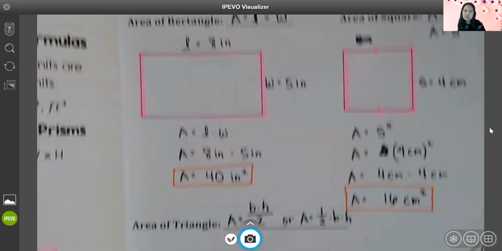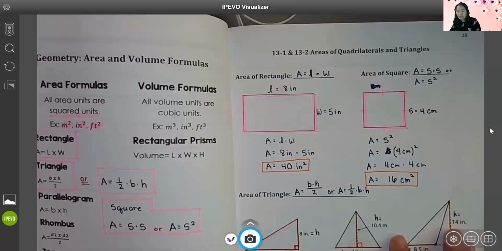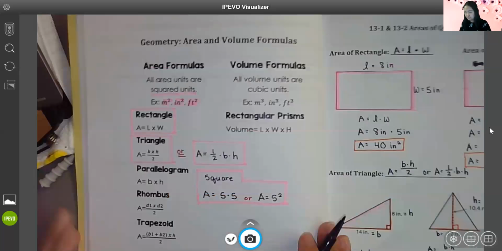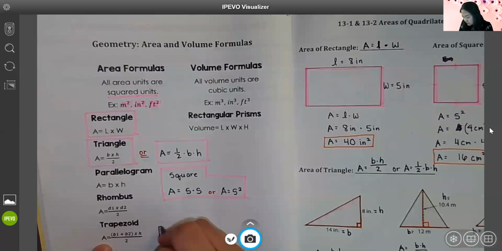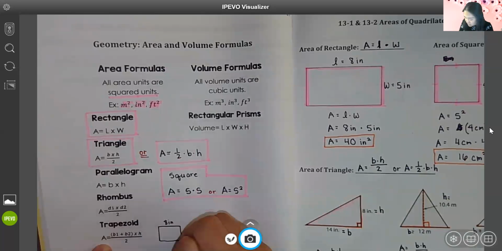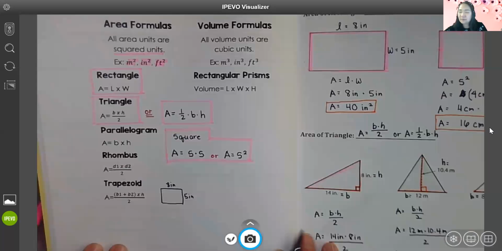So let me give you just a verbal description, and then I'm going to show the work on the left side for the perimeter of this rectangle, okay? So I'm going to draw the rectangle, and that is 8 inches by 5 inches. That doesn't mean the perimeter is 8 plus 5, okay?